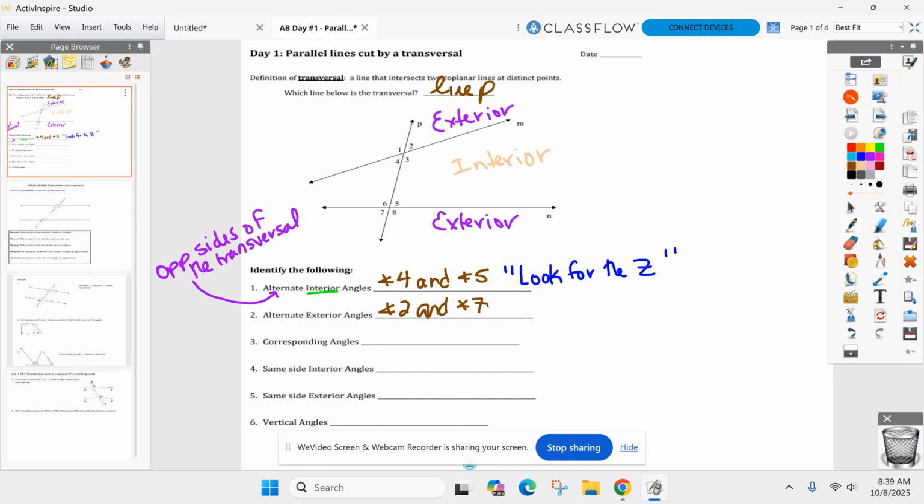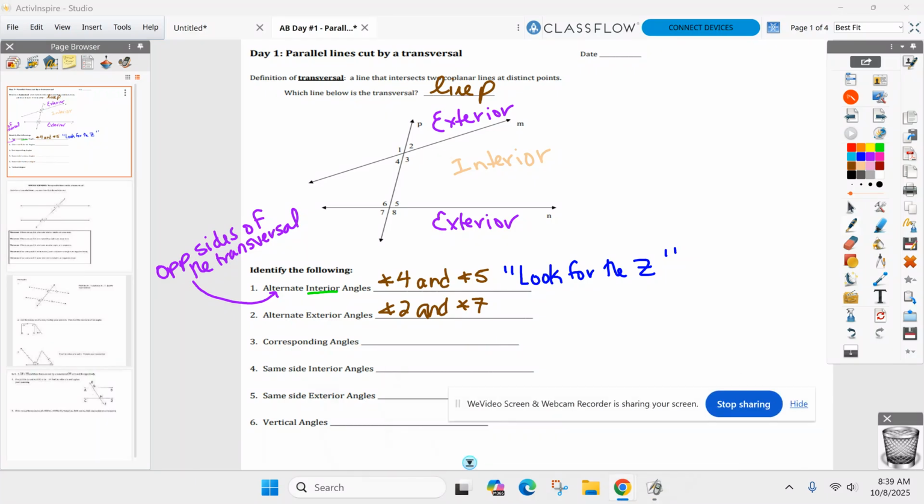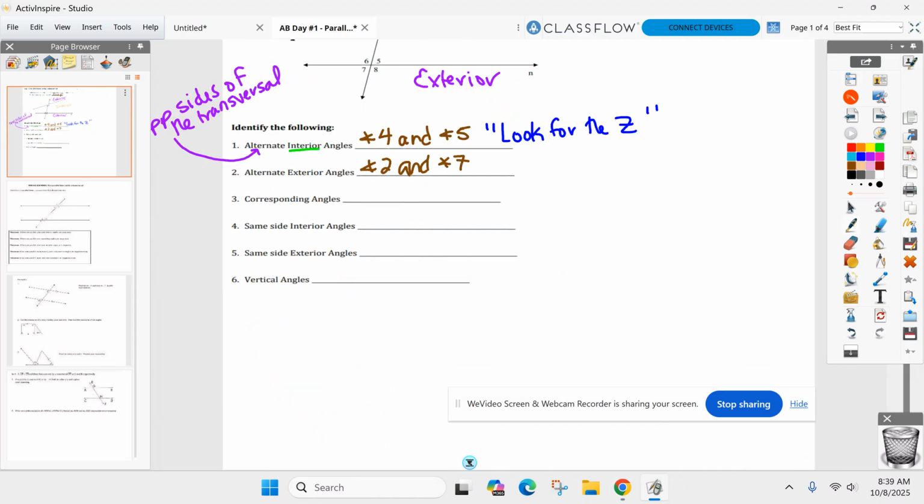You could have also given me 1 and 8, everybody. 1 and 8, yes? All right, let's keep moving on. Corresponding. Yikes. That word doesn't have alternate, doesn't have exterior, doesn't have interior. So I guess we got a little unique pair there, huh?